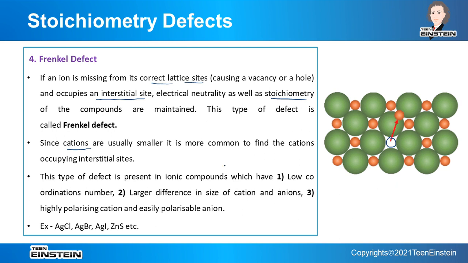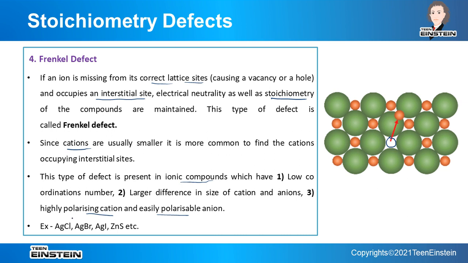Okay, now this type of defect is present in ionic compounds when coordination number is low. So in case of Schottky, we have seen high coordination number, but here it is low coordination number, and a larger difference in size of cation and anion. So this criterion is also completely opposite. Now there should be a large difference in size of cation and anion.